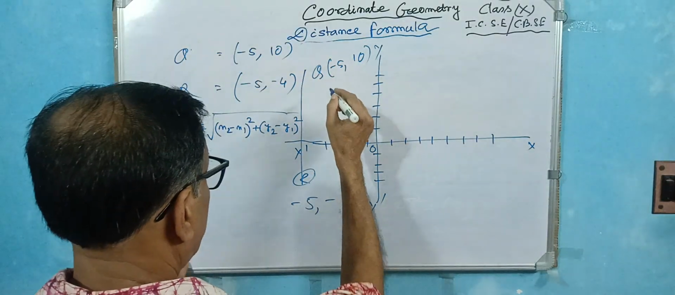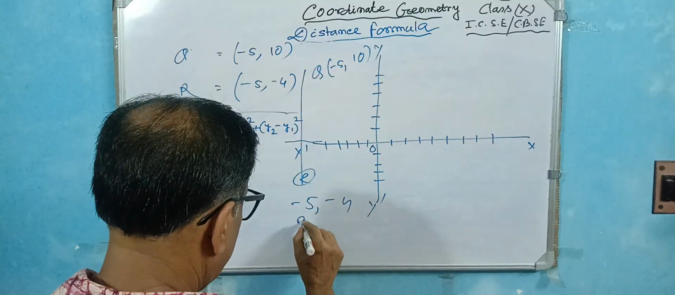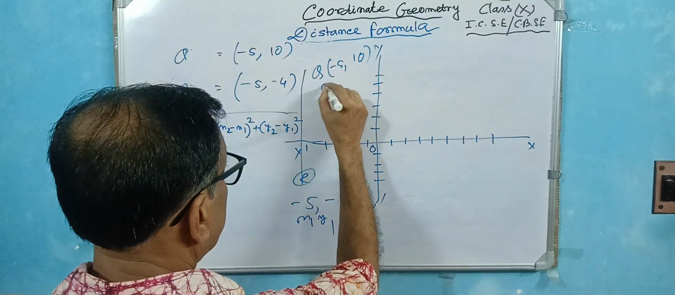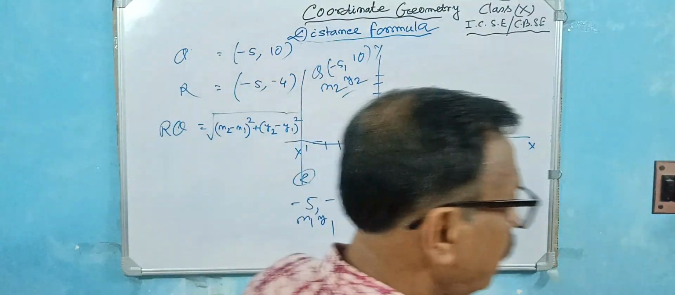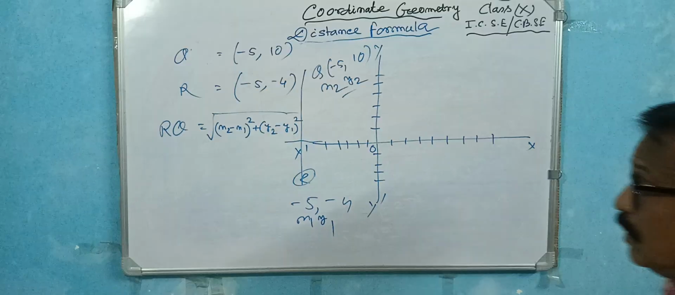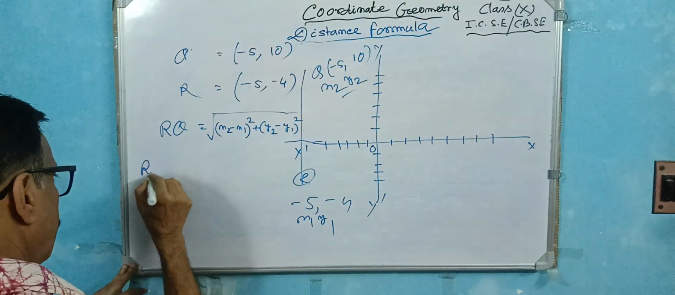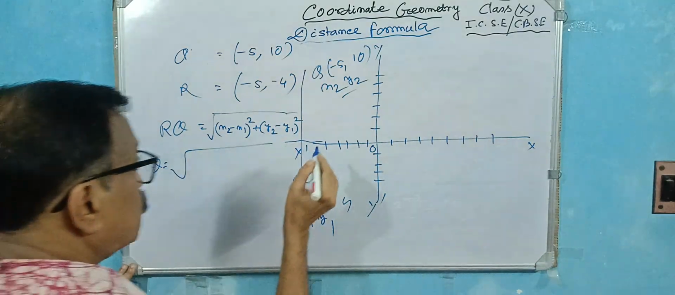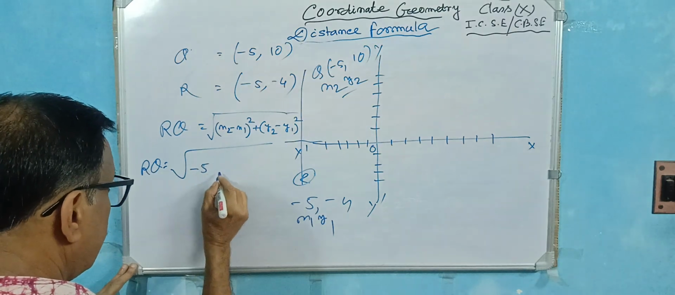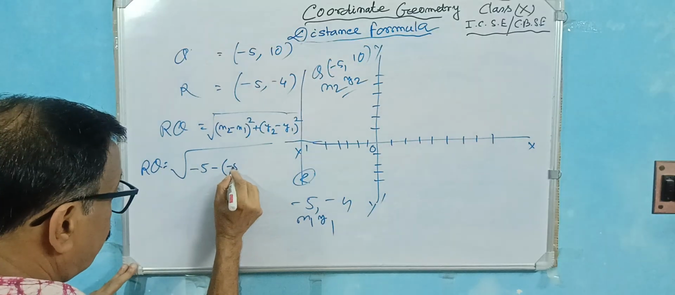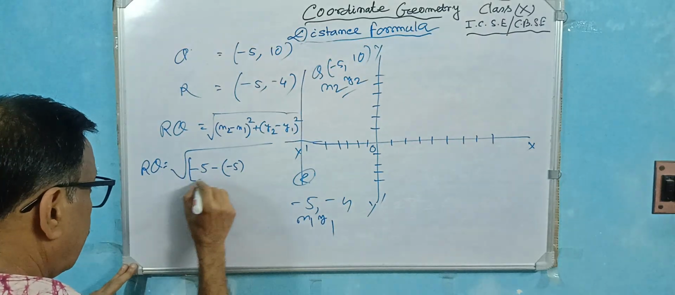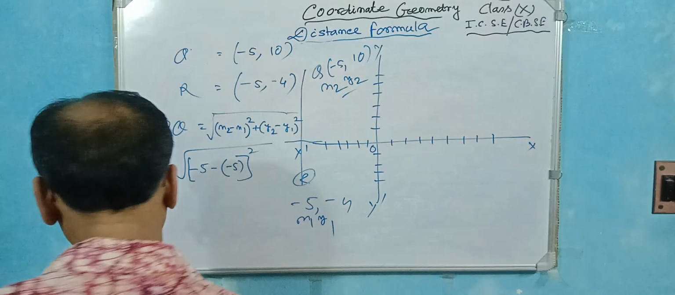Okay. Suppose this is x1, y1. This is x2, y2. Okay. Clear? Now put the value. So RQ is equal to root over of x2. x2 is minus 5. What is the formula? Minus. Now this is minus 5. So put it in here. Is it clear to you?